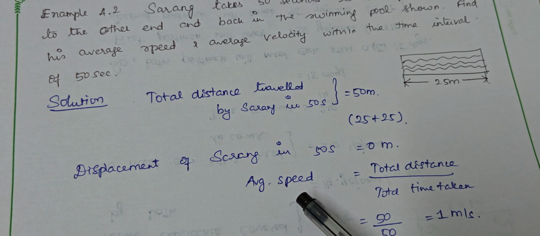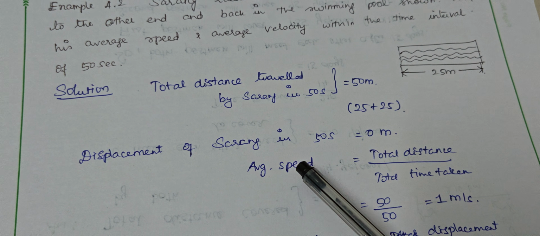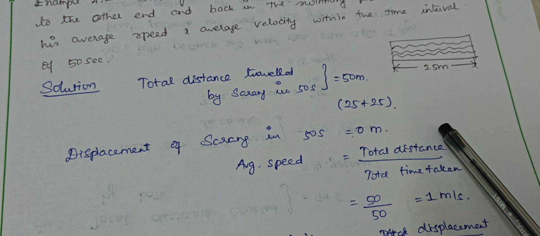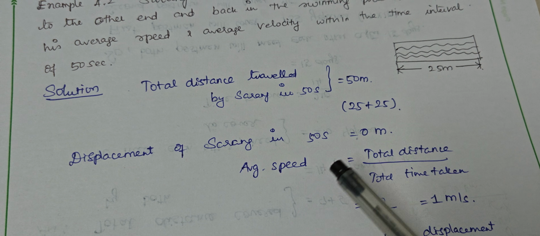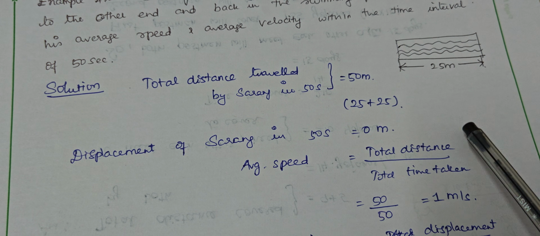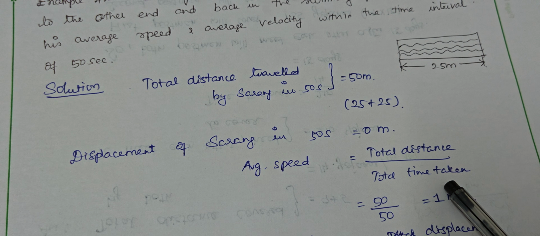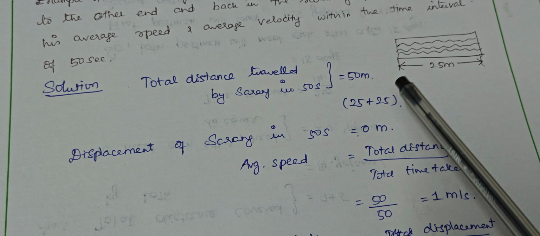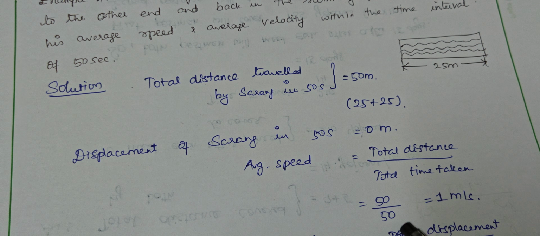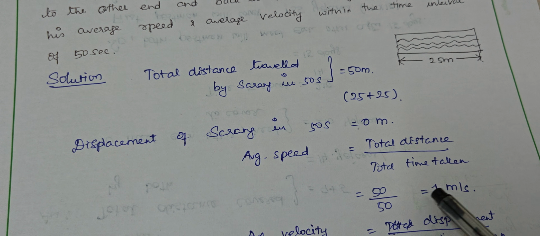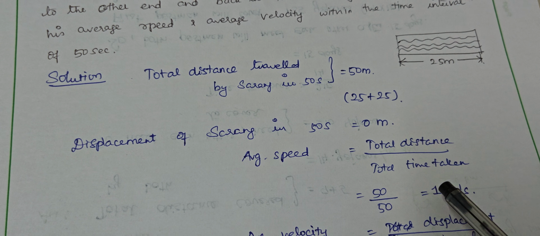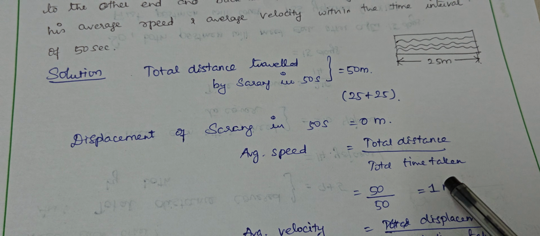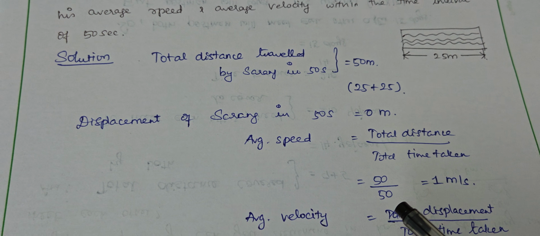So what is the formula to find the average speed? We have to find the average speed and average velocity. The average speed is nothing but the total distance divided by the total time taken. Average speed is the total distance divided by the total time taken to cover the distance by the object. So that is 50 meter distance divided by the time taken, which is 50 seconds. So the average speed is 1 meter per second. SI unit is meter per second. So the total value is 1 meter per second.